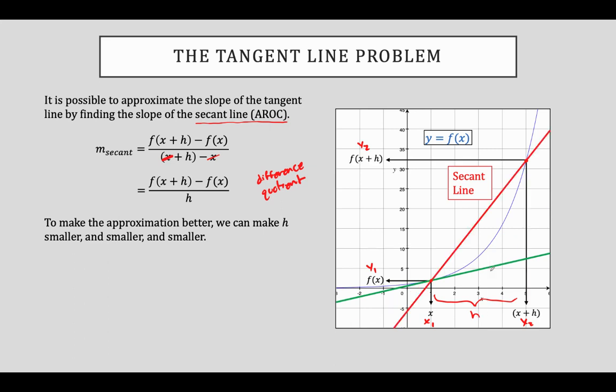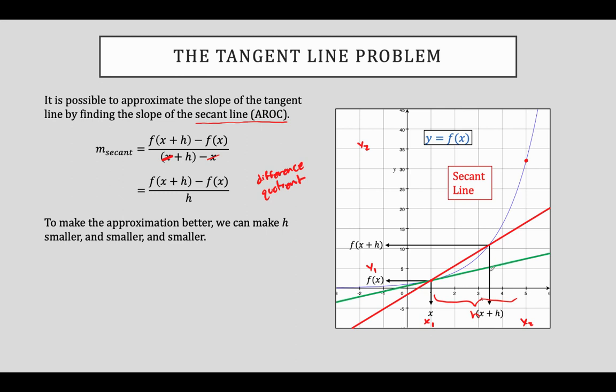Let's see that one more time. We started here, we made h smaller, and the slope of the red line got a lot closer to the slope of the green line. Let's make h smaller again. We make h even smaller, and the slope of that red line gets closer and closer to the slope of the green line. This would be a much, much better approximation of the slope of the tangent line.